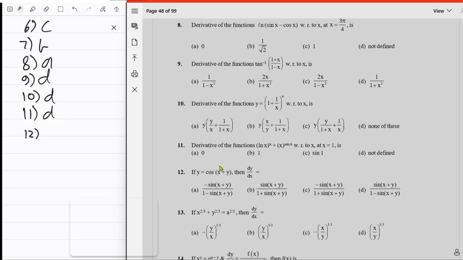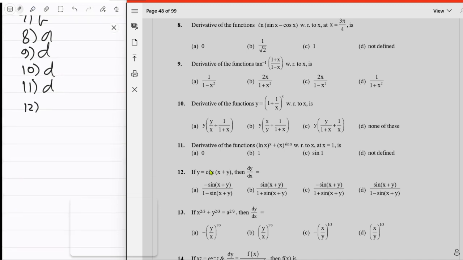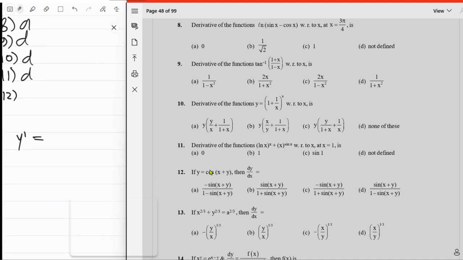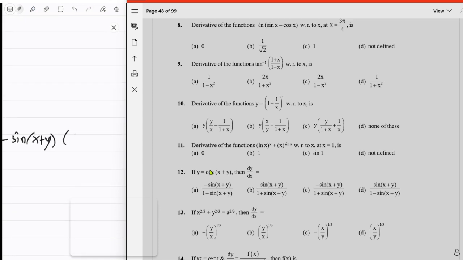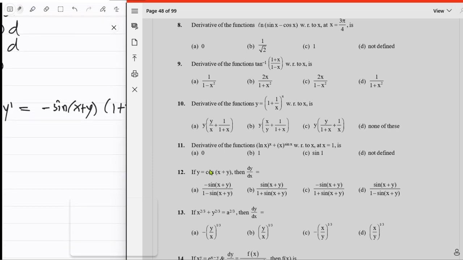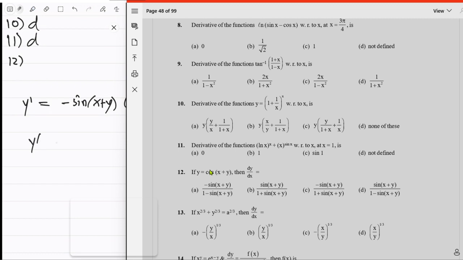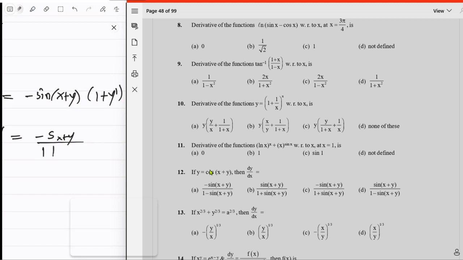12th is if y equal to cosine of x plus y, then dy upon dx is, negative sine of this, is a differential equation. Sorry. Okay, dy upon dx, right? So y dash is equal to negative sine of x plus y times that inside stuff, which is 1 plus y dash, right? Which means y dash is equal to negative sine of x plus y upon 1 plus sine of x plus y, I guess. Yeah, C is the answer.